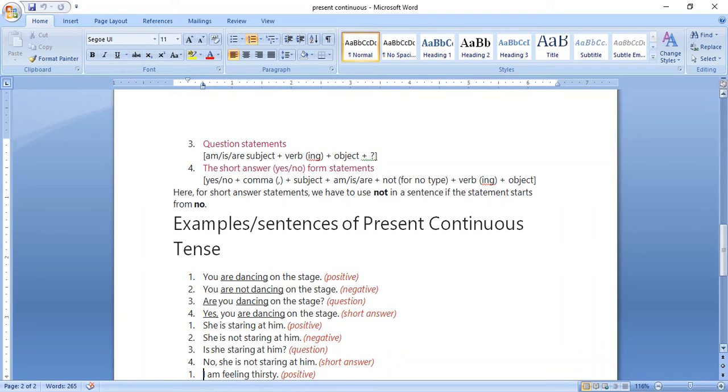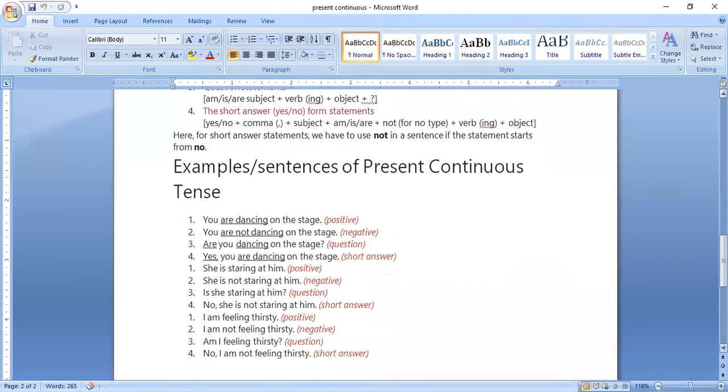The short answer type questions: yes or no, plus comma, plus subject. If we ask, are you teaching English? Answer will be yes, I am. Keep a comma after yes, and then I am. No, I am not. Examples of present continuous sentences are given here, many. So you can read and understand.